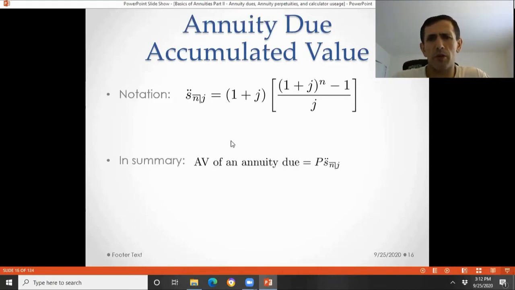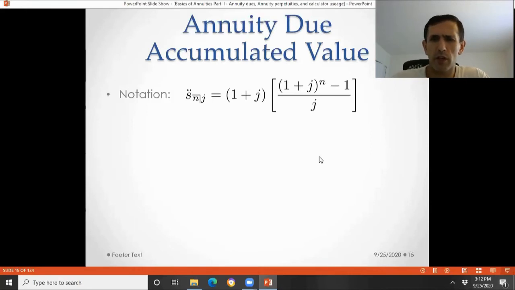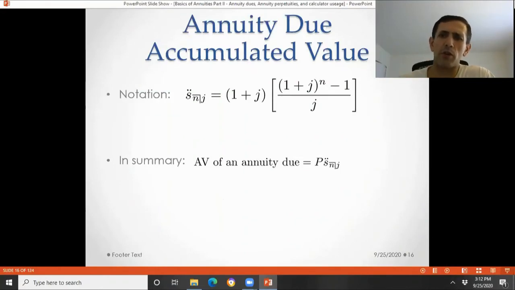In summary, in general the accumulated value of an annuity due is P times s-double-dot-angle-N at J, where instead of $1 per period, the deposits are P per period. So you do want to remember double dots here means annuity due, payments are at the beginning of each period. Without the double dots, it's an annuity immediate, payments are at the end of each period.